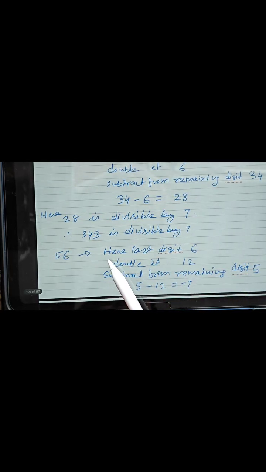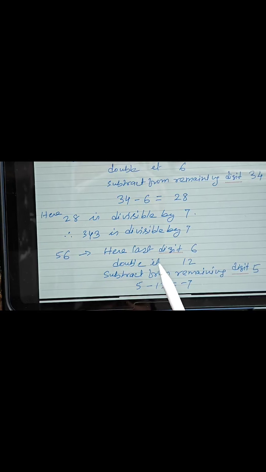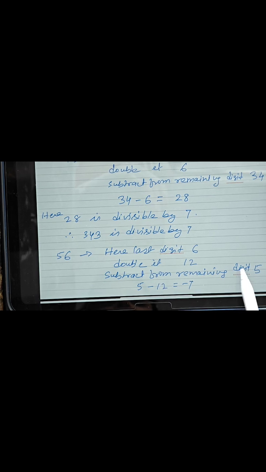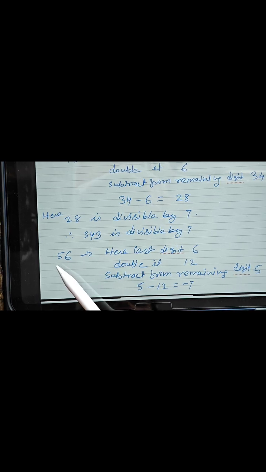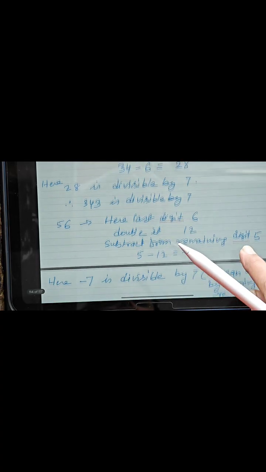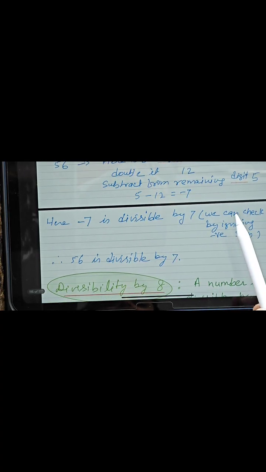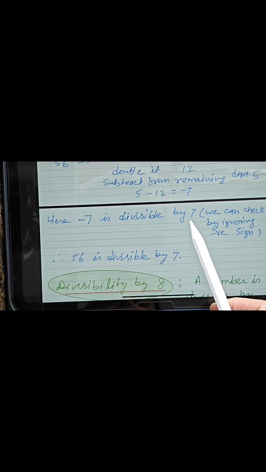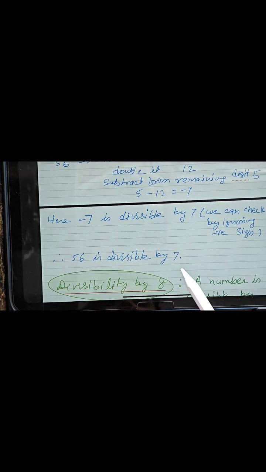For 56, let us use the same rule. Here, 7 8s are 56, but just go through the rules. The last digit is 6, double it, 12, and subtract it from the remaining digit, 5, because 5 is left. So 5 minus 12 is minus 7. That means it is a multiple of 7, ignoring the negative sign. So we can check by ignoring the negative sign. So it is divisible by 7. So 56 will be divisible by 7.